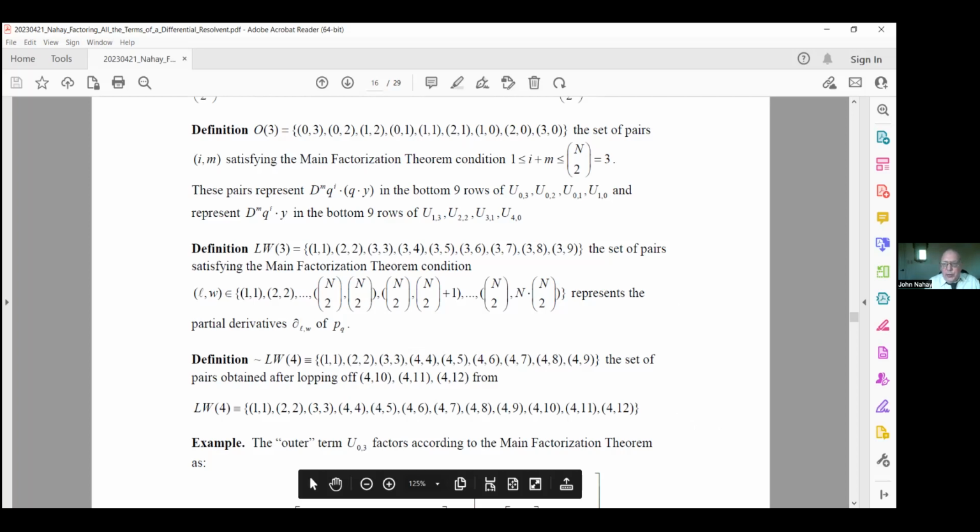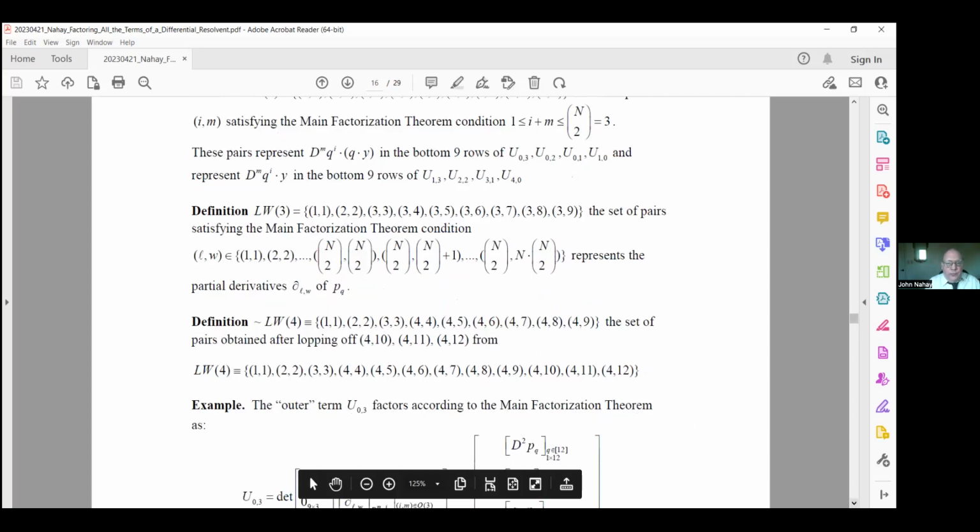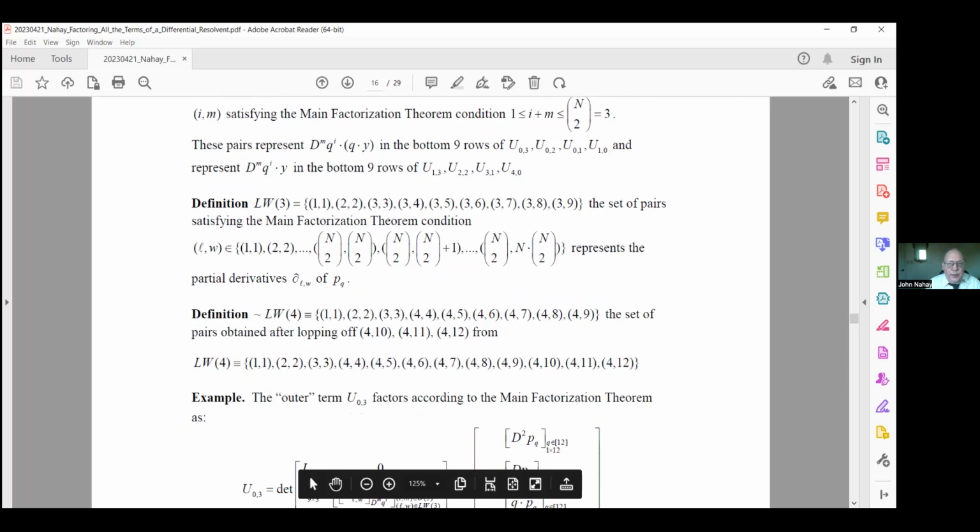And then I have to introduce this set of lopped off operators. I'm sorry, lopped off, not power sums. Sorry, lopped off LW partials. So this is what you take: if you take LW4, where the order goes up to 4 and the weight goes up to 12, and you lop off the weights greater than 9. So you lop off 10, 11, and 12 here.